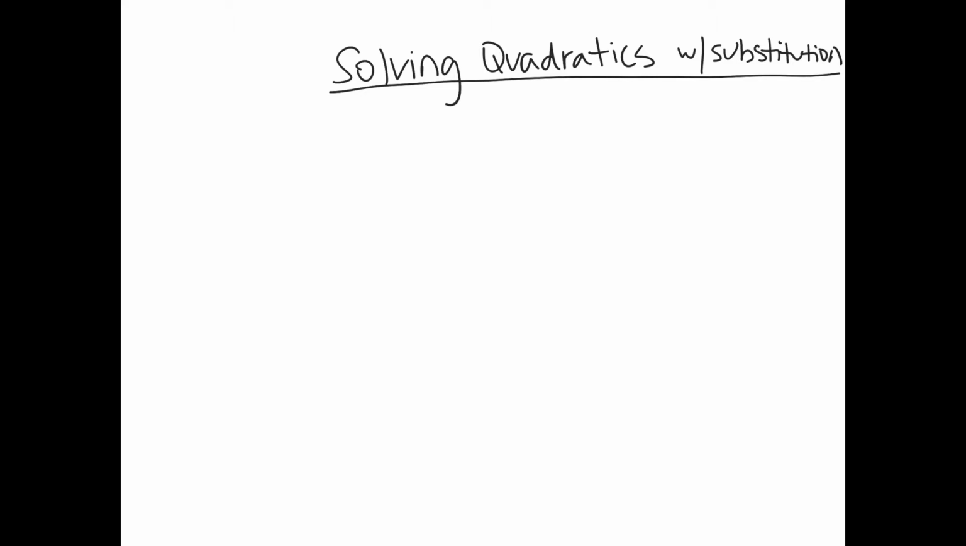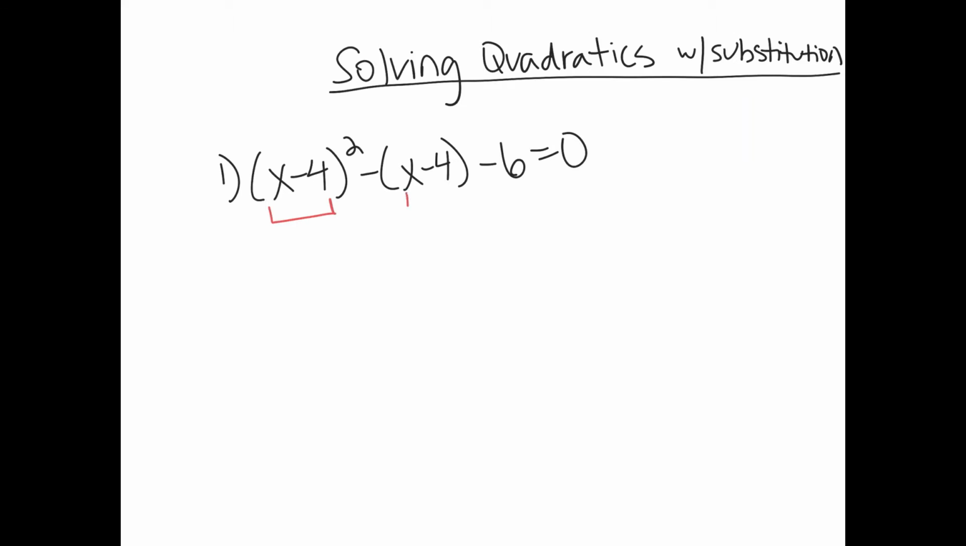Okay, today I'm going to show you how to solve quadratics using what's called U substitution. So let's look at an example. If I have a quadratic equation (x - 4)² - (x - 4) - 6 = 0, notice here I have two parentheses of x minus 4. So notice these are the same.